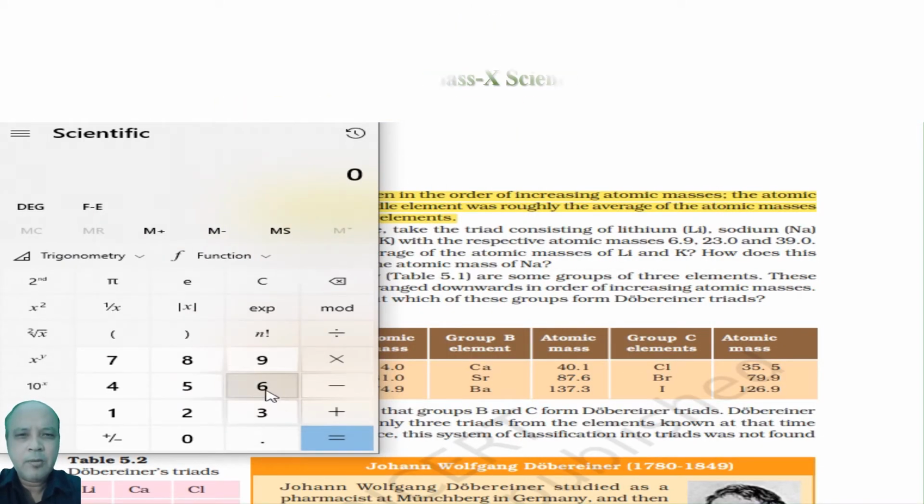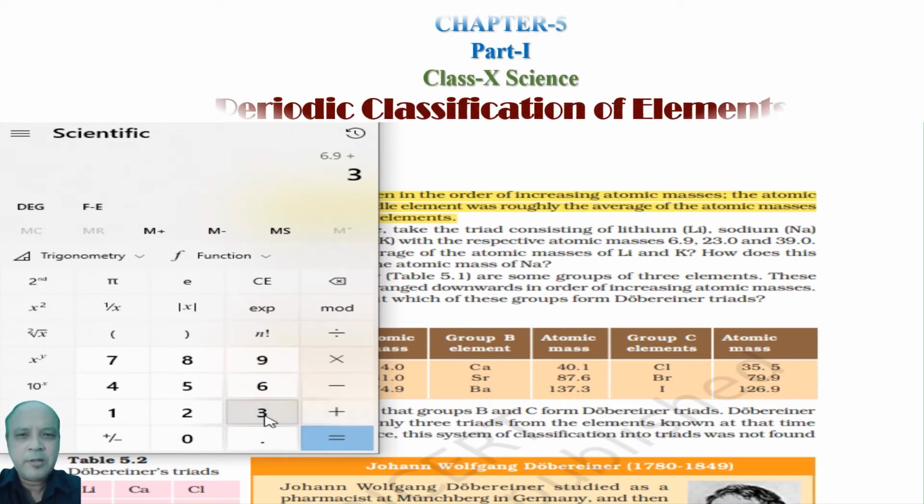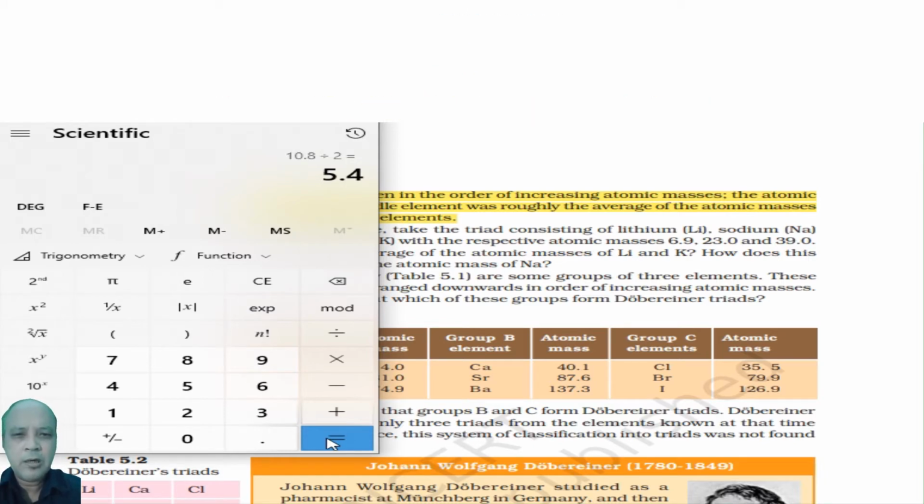.9 plus 3.9, how much are we getting? And now divide it by 2, 5.4.